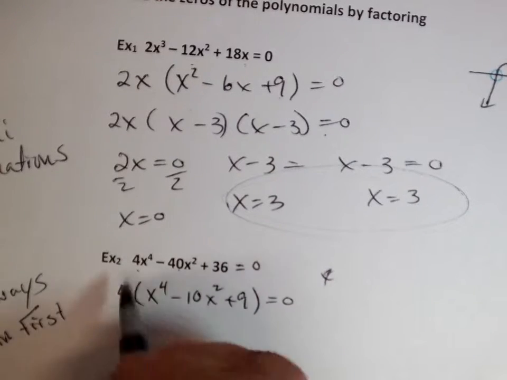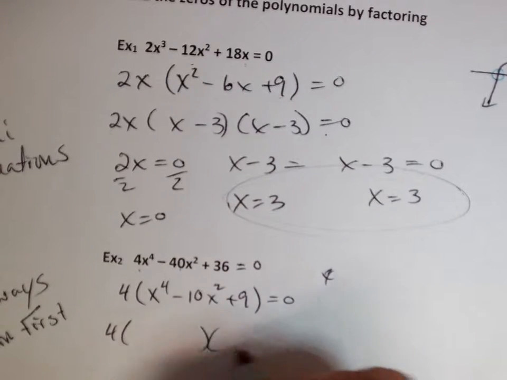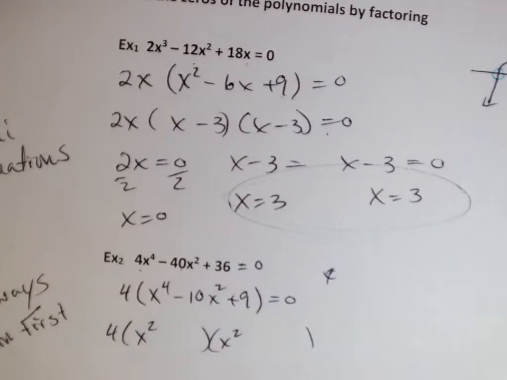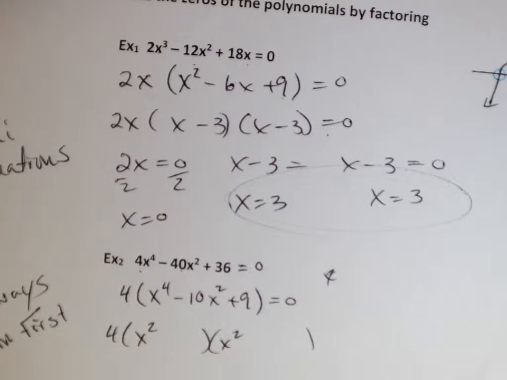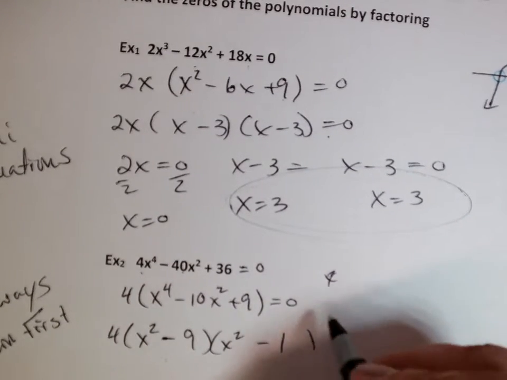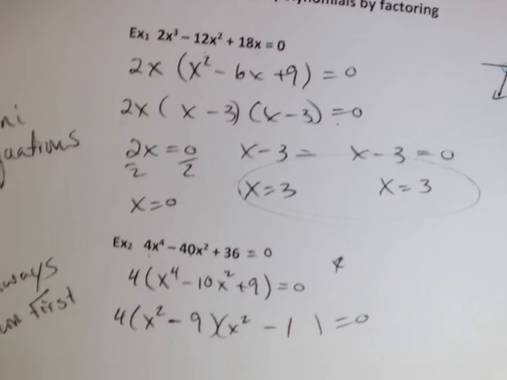So now I'm going to factor this again. I'm going to go x squared and x squared, because x squared times x squared makes x to the fourth. And what times what makes 9? 3 times 3. And 9 times 1. Why is 9 times 1 better? Because they add up to 10. How about a minus 9 and a minus 1? I like that even better.